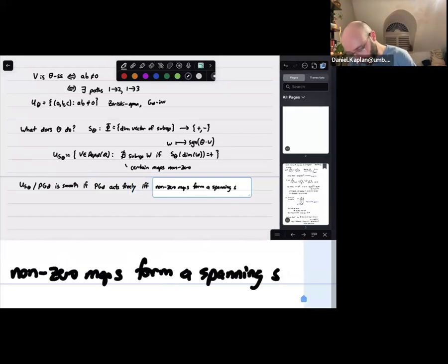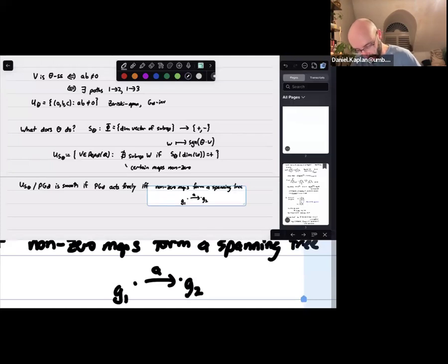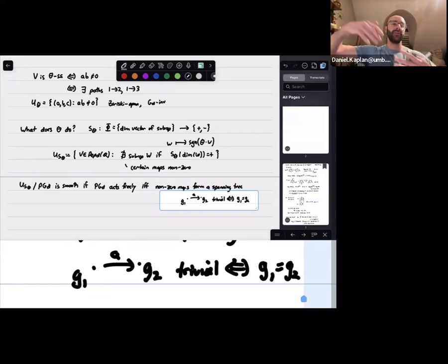So I should just pause on this point because this is not a hard condition to check, and it's not really particularly hard to see why. I have some map like this, A, and as long as A is not zero, when I'm acting here and acting here, the action is going to be non-trivial unless G1 is equal to G2. So the action here is trivial if and only if I'm acting by the same scalar on both sides, and this remains true. So if I get a spanning tree of non-zero maps, then I'll be acting freely and I'll be smooth. Okay.